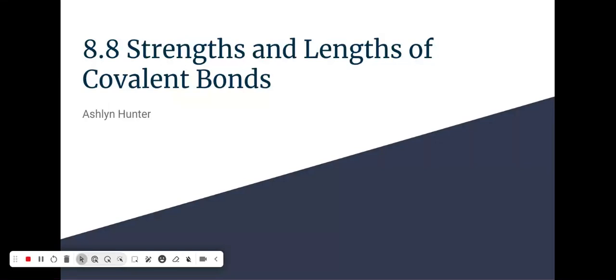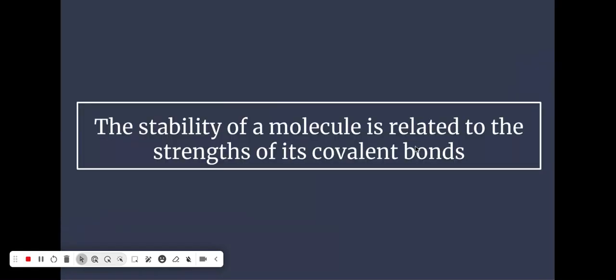Okay, today we are going to be looking at section 8.8, which is the strengths and lengths of covalent bonds. The main idea of this section is that the stability of a molecule is related to the strengths of its covalent bonds. This means the stability, bond length, and enthalpy of a molecule all depend on how many bonds there are between two elements, whether it's one, two, or three, or four maybe. Depending on how many bonds there are, the stability of the molecule is affected.